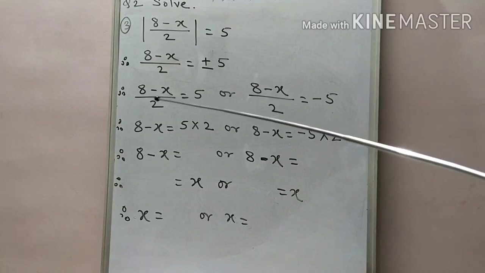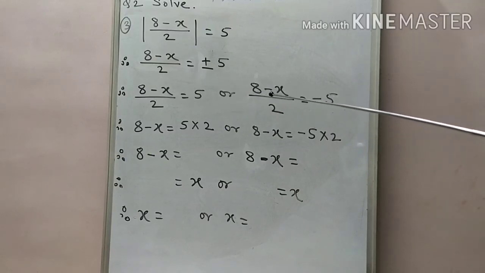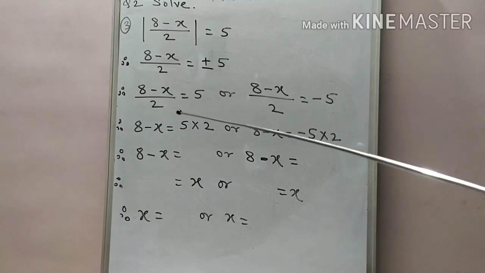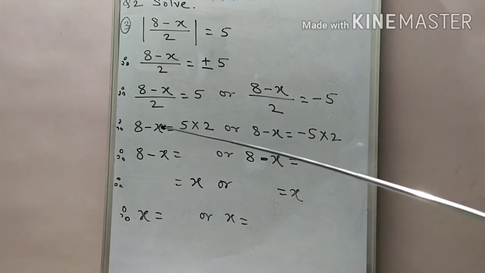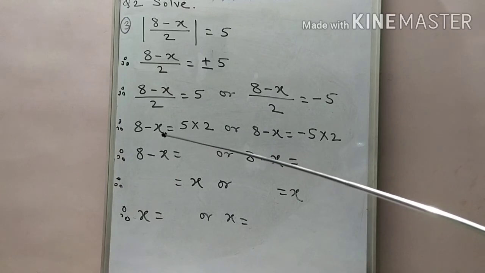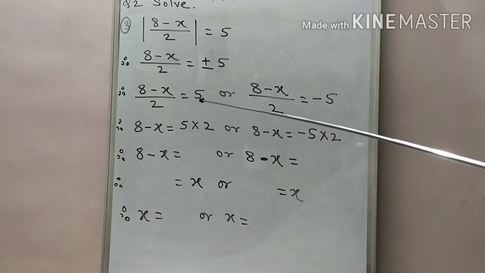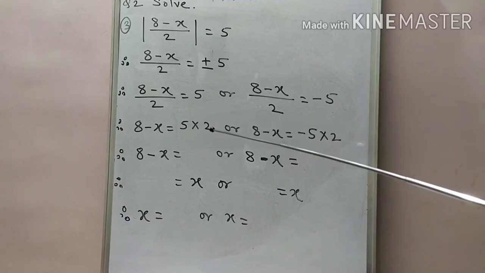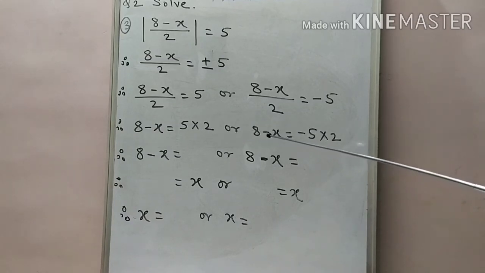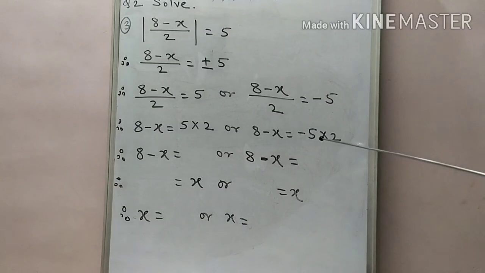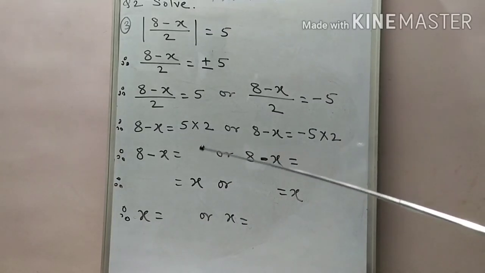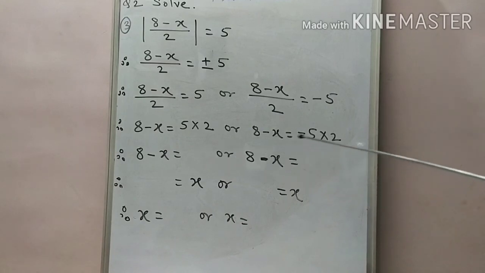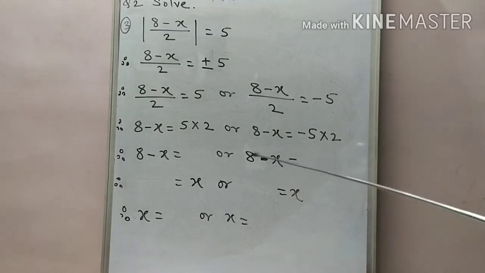Now to find the value of x in this equation, the next step is 8 minus x equal to 5 into 2, we take the denominator 2 to the right side, so the operation changes, or similarly here 8 minus x equal to minus 5 into 2. And now we do this product, so we get it here and this product over here. Okay, and next step is what?